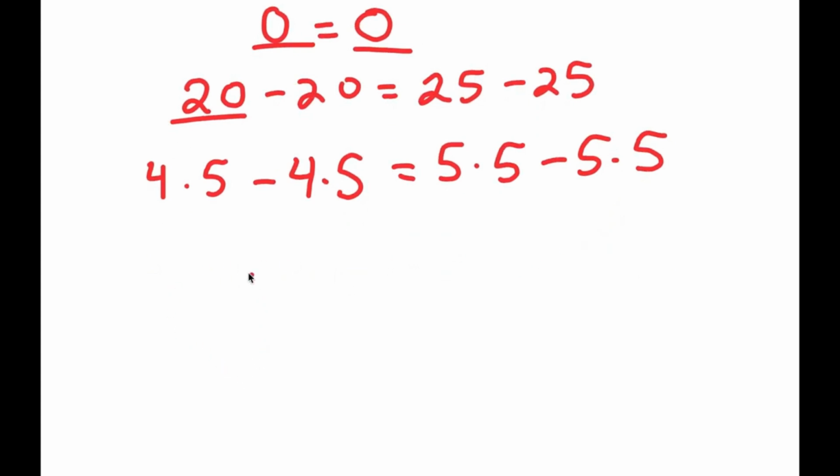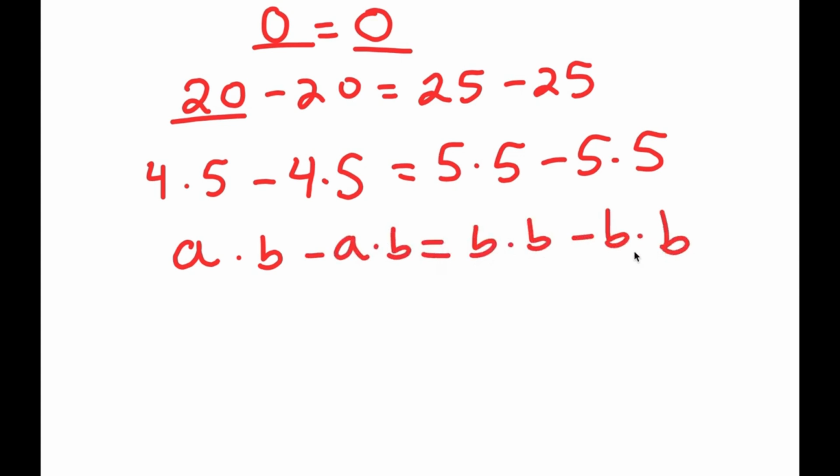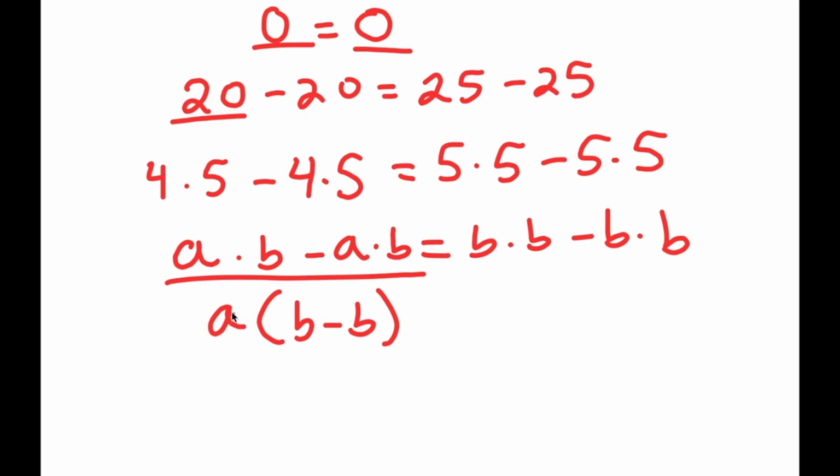And now, if I have something in the form a times b minus a times b is equal to b times b minus b times b, which is this form, well, notice how we can simplify this by factoring out the greatest common factor. So for my left-hand side, we have a greatest common factor of either a or b because both of them are in both terms. So what I'm going to do is I'm going to rewrite this as a times b minus b. Basically, I factored out a.